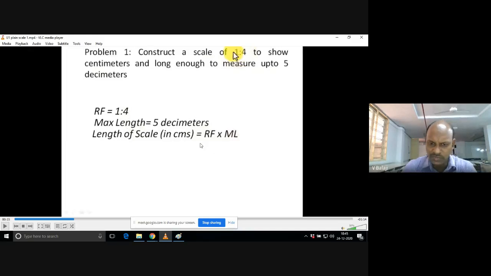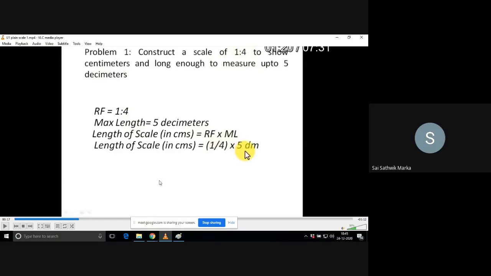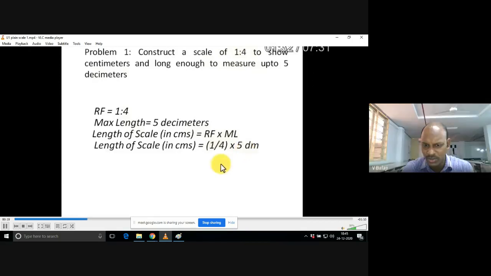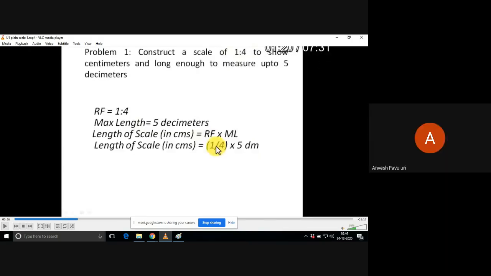Using this formula, you're supposed to calculate the length of the scale in centimeters. Now RF is equal to how much? 1:4, 1/4 multiplied by maximum length, 5 decimeters. Now can you convert into centimeters? I require it in centimeters, right? What is 1 decimeter? How many centimeters? 10. So 1/4 into 5 into 10. What is that value? 12.5.